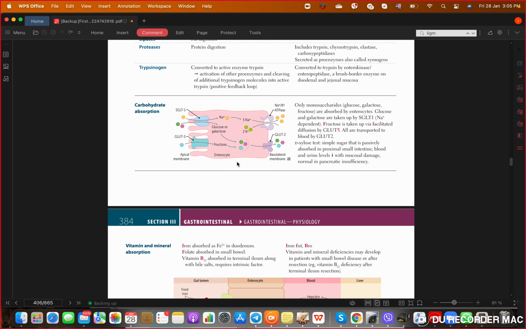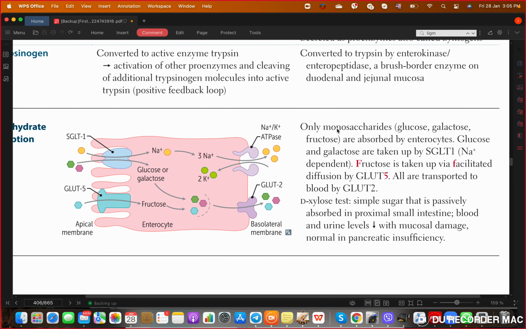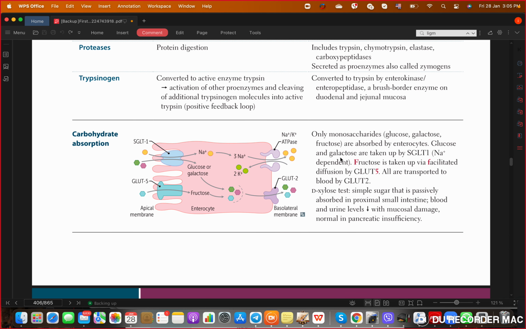A piece of bread is destroyed by what? Amylase, yeah, Doc. So it was disaccharide, basically starch, and it was converted to monosaccharide. What monosaccharides do we have? We have glucose, galactose, and fructose, okay?